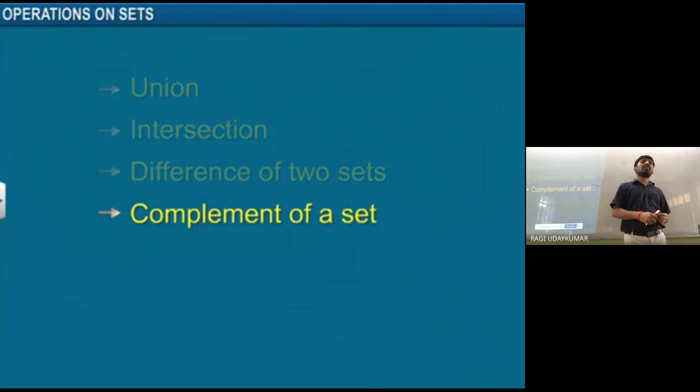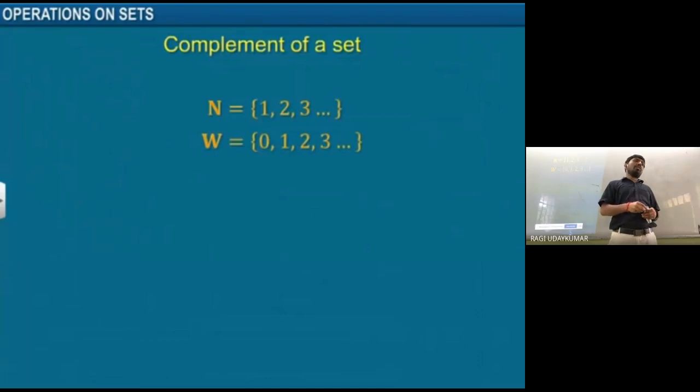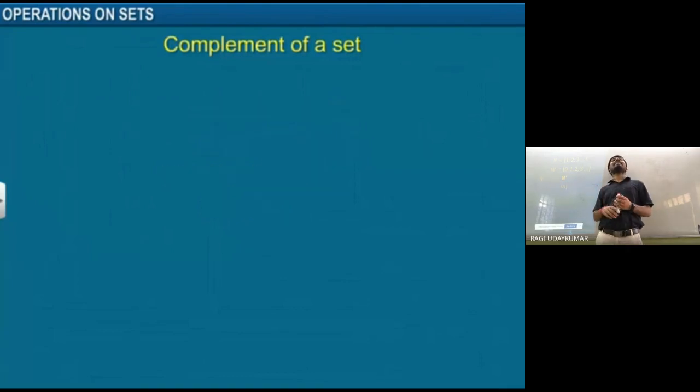The next topic in this is complement of a set. What is it? Suppose N is the set of natural numbers and W is the set of whole numbers. When you take W minus N, considering W as a universal set, subtracting a set from the universal set means difference. Whatever you get is called the complement of that particular set. So in this, N complement is the singleton set {0}.